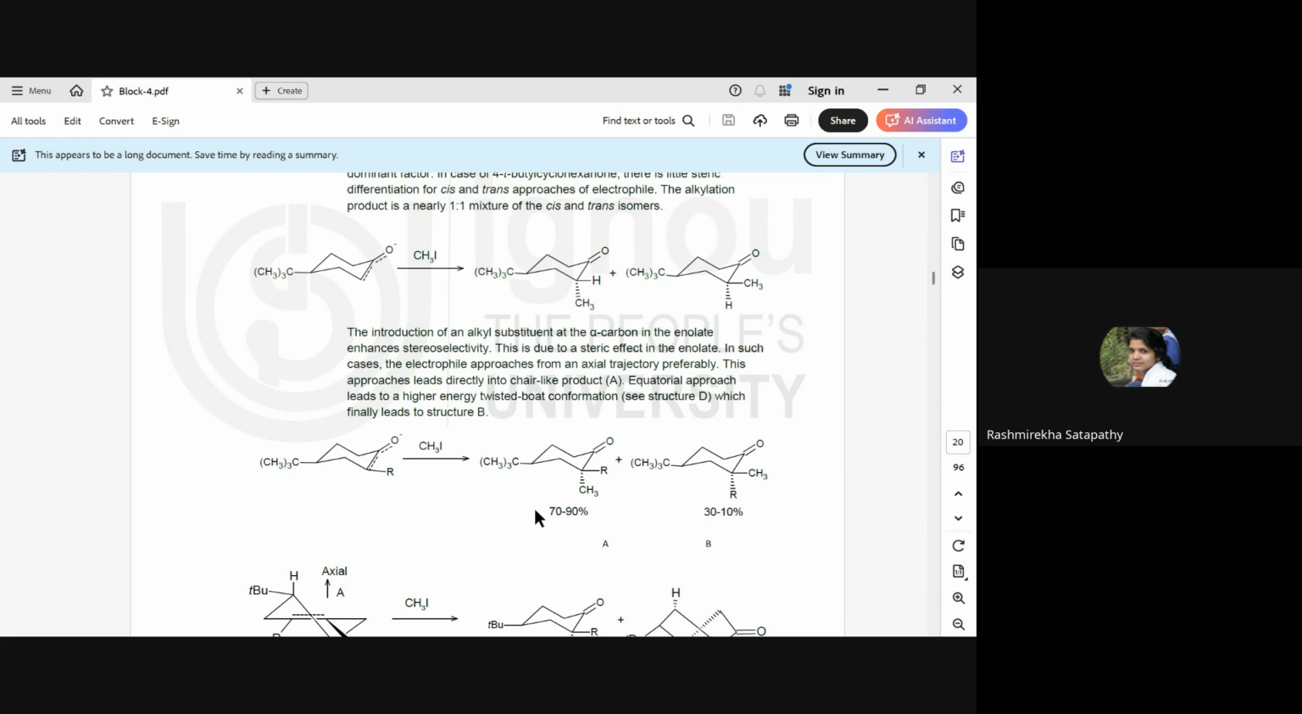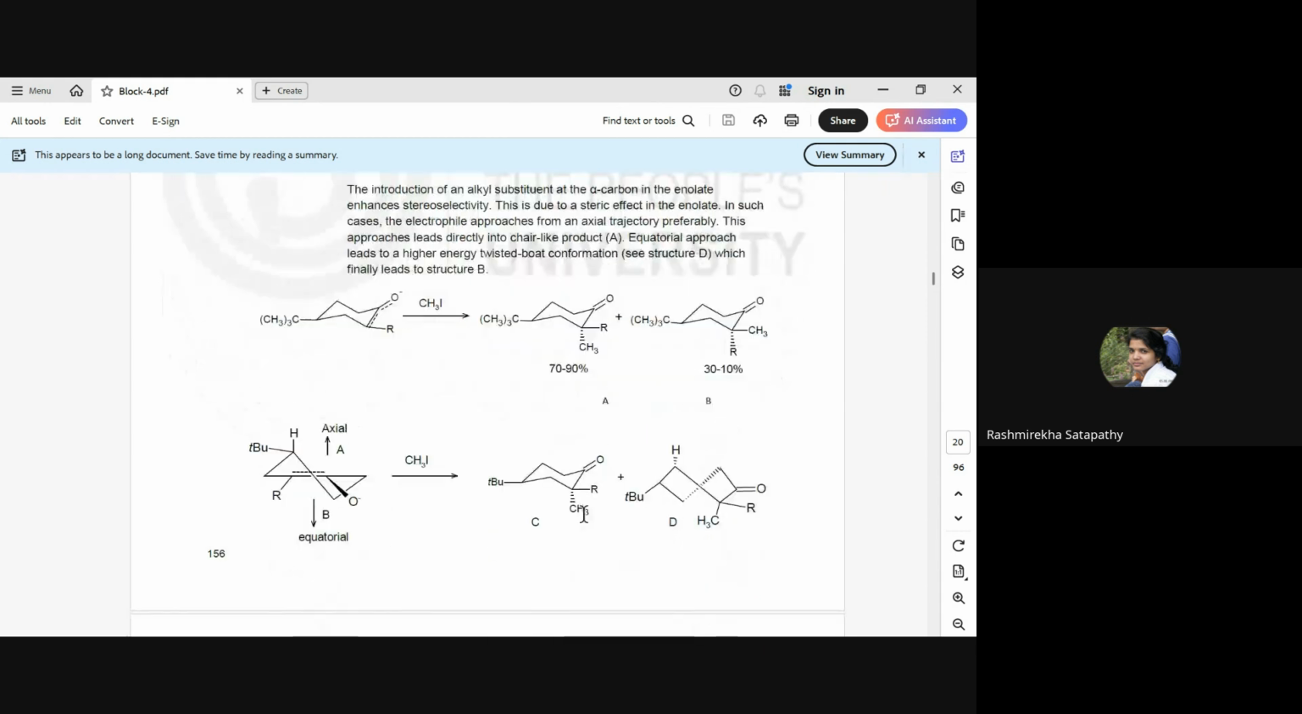This is the equatorial position. So axial attack happens. So this compound is the major product obtained, with the methyl group on the lower side.